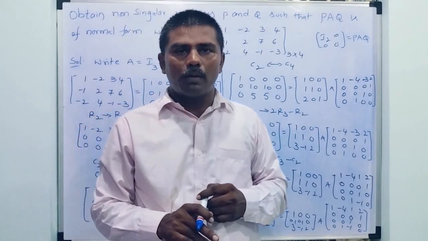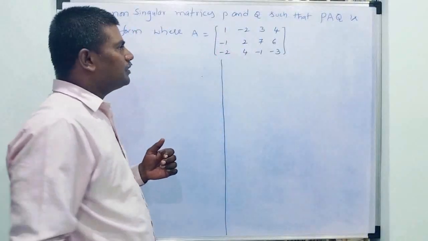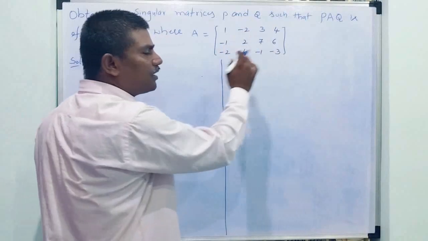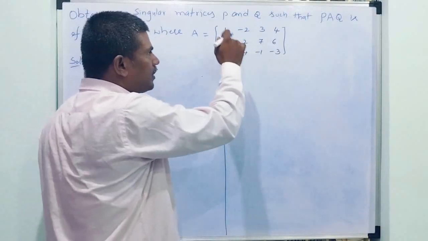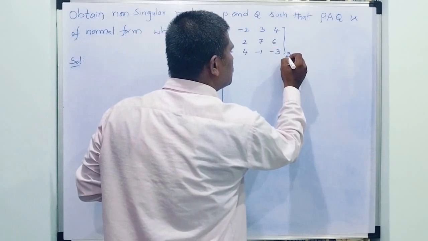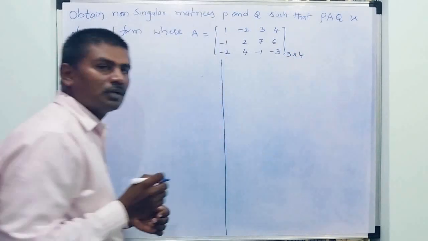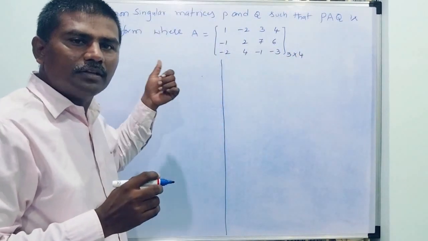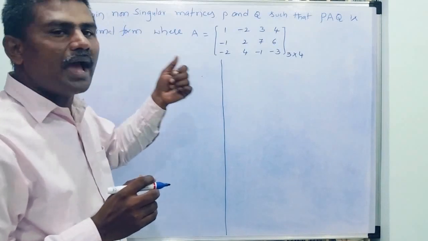Let us solve one more problem. Your given matrix is this one, and you can observe that the order of this matrix is 3 rows and 4 columns, which is 3 by 4. So first of all, you need to write this as IAI form.